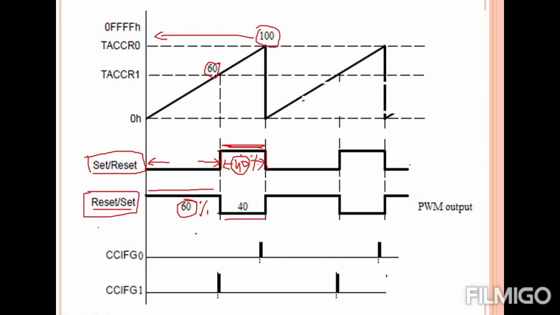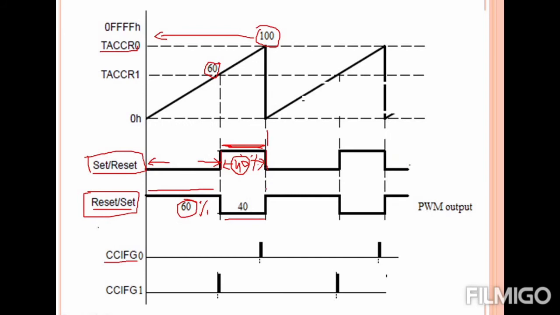And coming here, CCIFG0 and CCIFG1. CCIFG indicates the capture or compare interrupt flag. This flag is set when the value in TACCR0 reaches its limit. What is the value in TACCR0? 100. It is reached here.